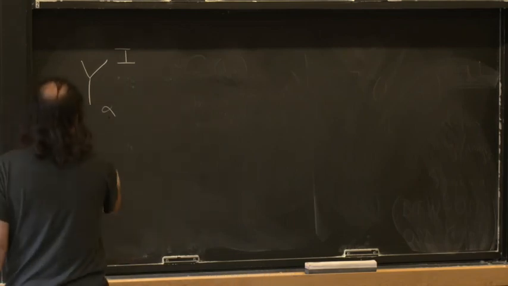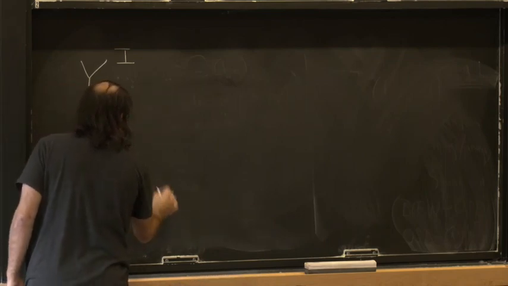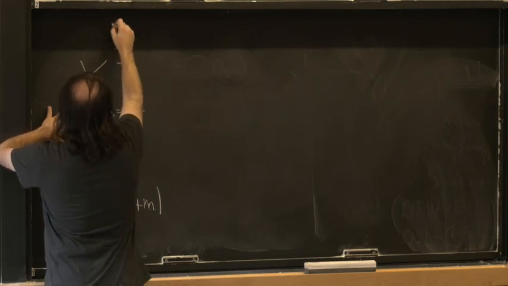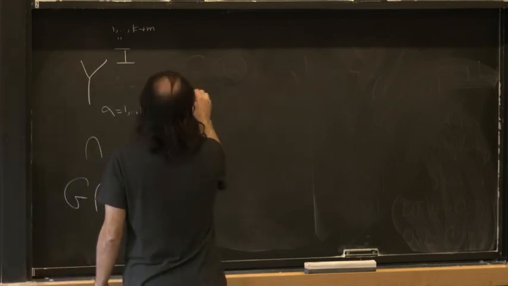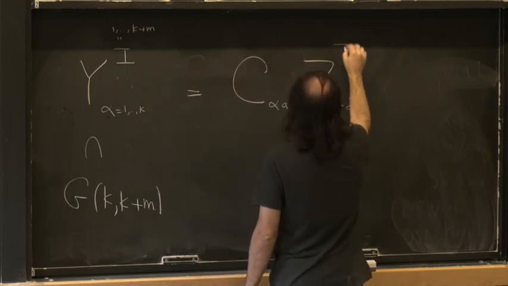So y is going to live in the space of k-planes in k plus m dimensions. And m will end up being 4 for most of our physical applications, but we'll be interested in lower m and maybe even higher m as well. So this just means that alpha runs from 1 to k, and I runs from 1 to k plus m. And I want the analog of this formula. So I want to say that y is a positive linear combination of positive external data.